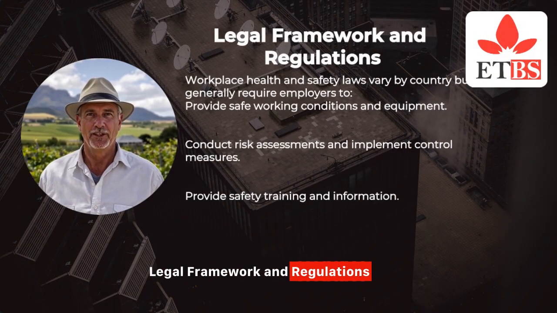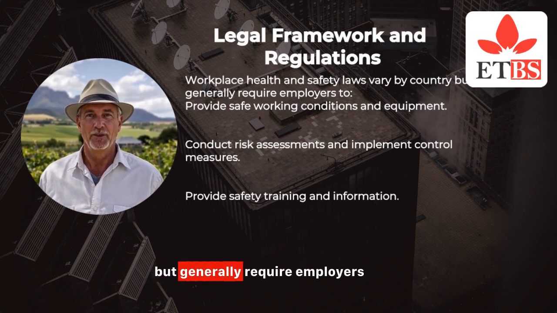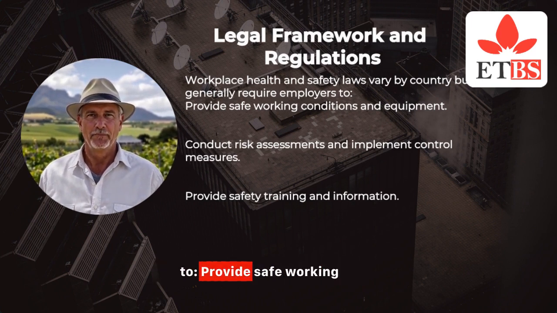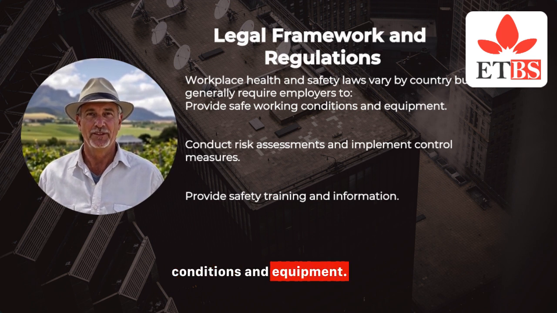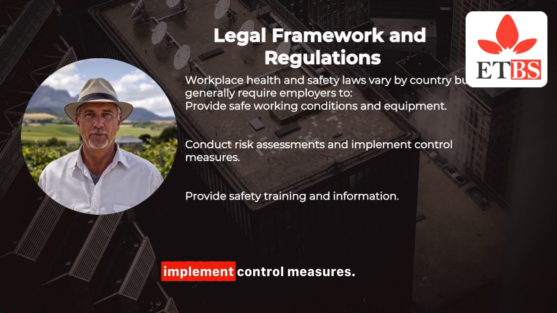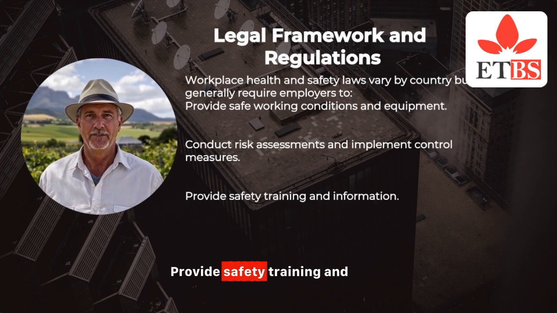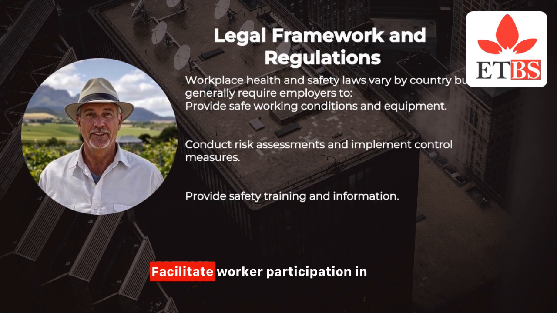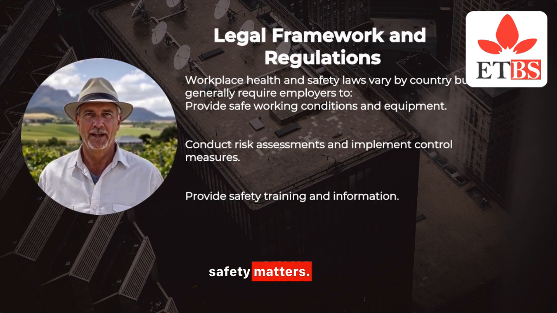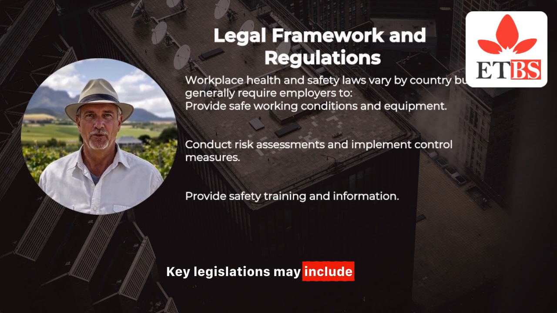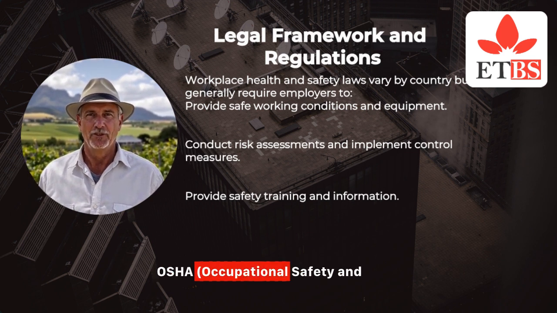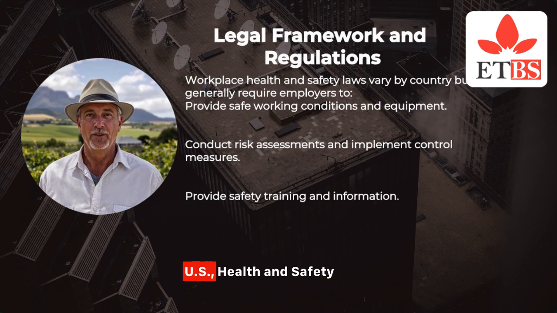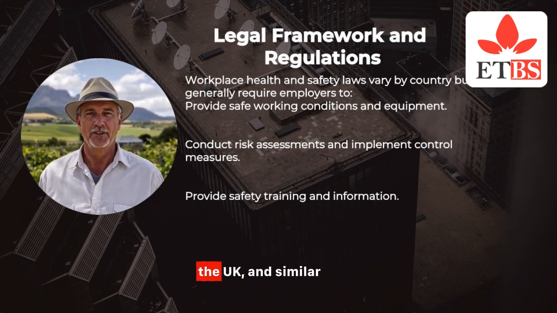Legal framework and regulations. Workplace health and safety laws vary by country but generally require employers to provide safe working conditions and equipment, conduct risk assessments and implement control measures, provide safety training and information, report accidents and dangerous occurrences, and facilitate worker participation in safety matters. Key legislation may include OSHA, the Occupational Safety and Health Act, in the U.S., the Health and Safety at Work Act in the U.K., and similar acts globally.